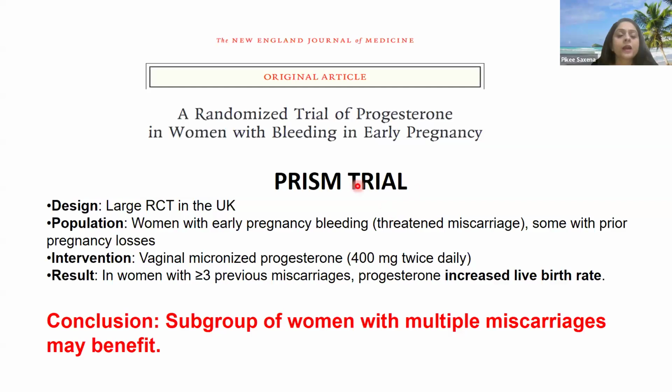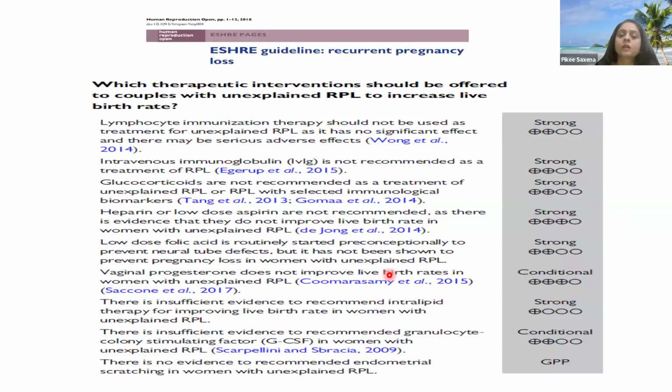Then comes the PRISM trial. This was done for threatened miscarriages, and they found that women who have had multiple miscarriages may benefit from vaginal micronized progestogen 400 milligram twice a day. So this is one of the, I think, last slides.